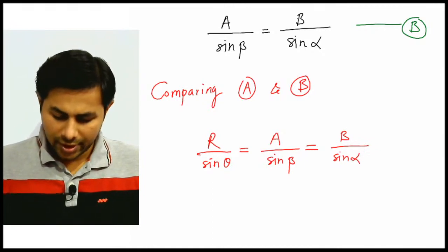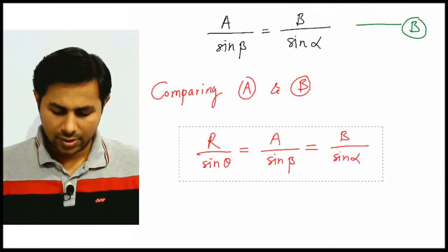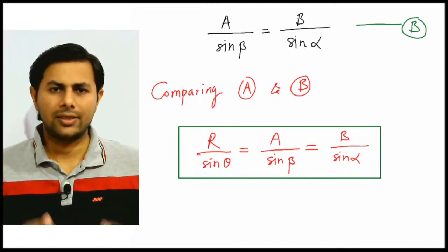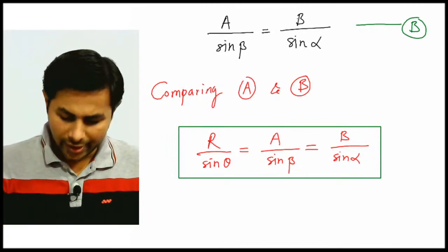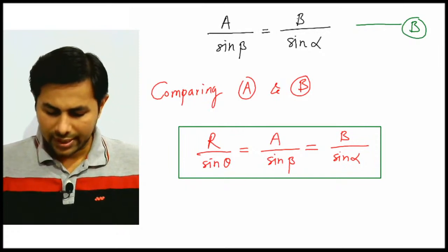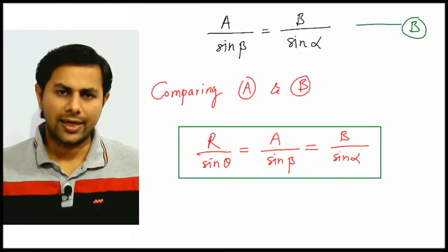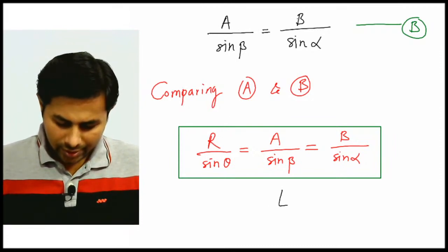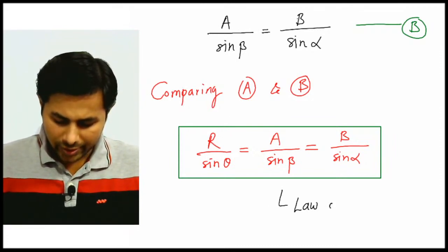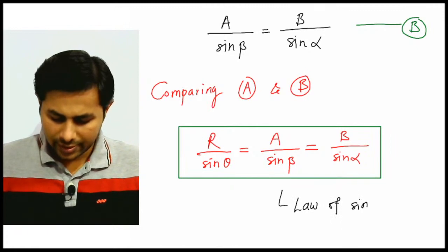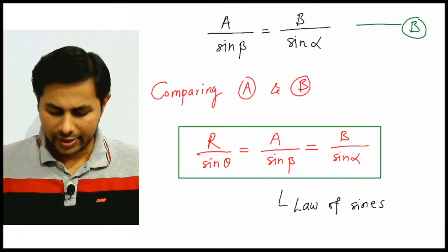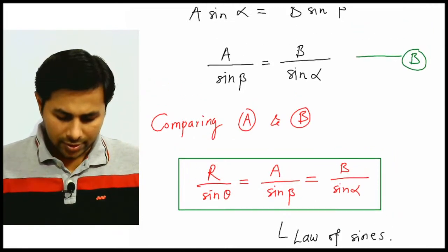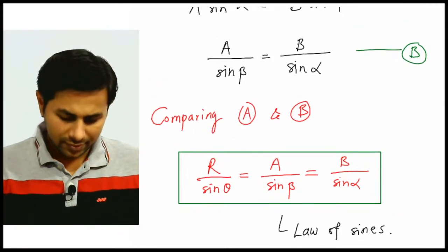And this equation that we got after a long derivation is known as sine law. Okay, so this is known as sine law in a triangle or sine law for vectors. Okay, so law of sines for vectors. So let's see what this means.